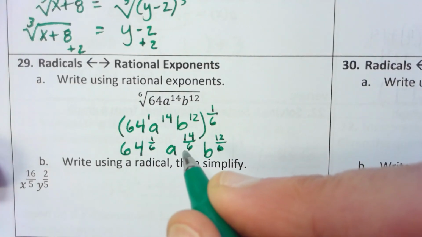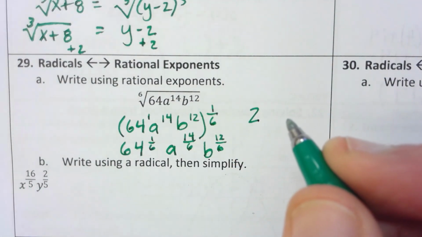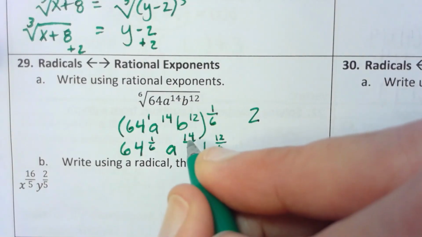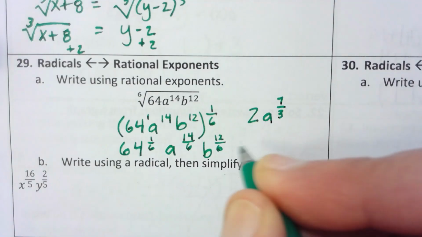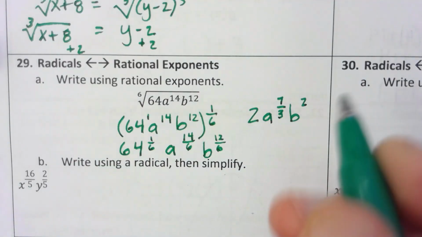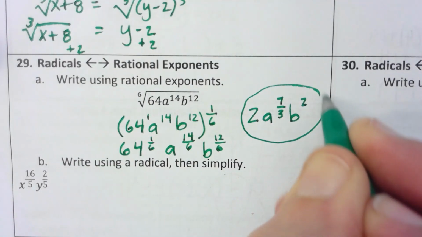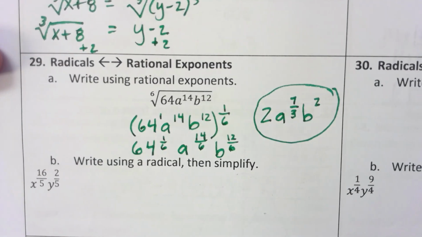So 64 to the 1/6 power, I'm going to assume is 2. I'm going to check that. 2, 4, 8, 16, 32, 64. Yes, it's 2. 14/6 is 7/3, so I'm just going to simplify a fraction, and 12/6 is 2. So that's writing it using rational exponents. These are equivalent. Okay, the next one asks us to write it using a radical.